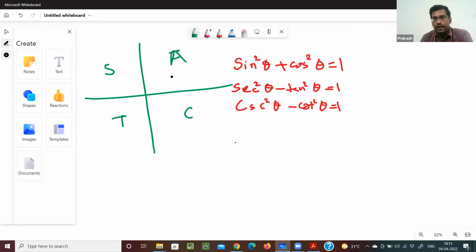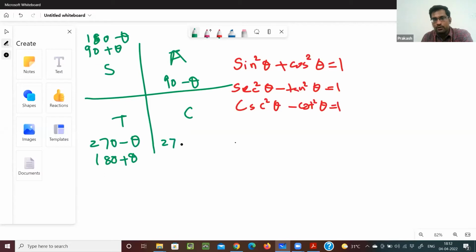So here actually this is 90 minus theta. This one is 90 plus theta. The theta is an angle, or otherwise we can say 180 minus theta. So here 270 minus theta, or otherwise 180 plus theta. So here we know this is 270 plus theta. Here otherwise we can say 360 minus theta.